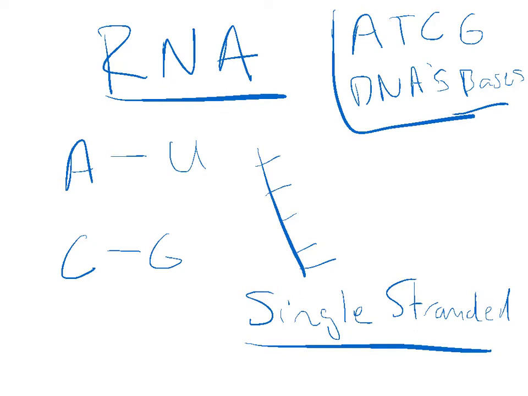And then another big thing is that we're going to replace the sugar. So in DNA we have a deoxyribose sugar. In RNA we have a ribose sugar.